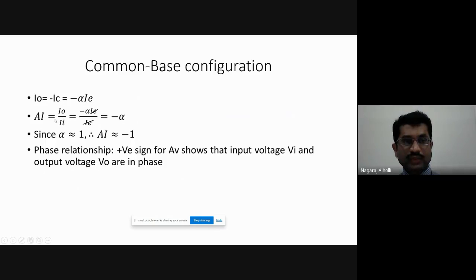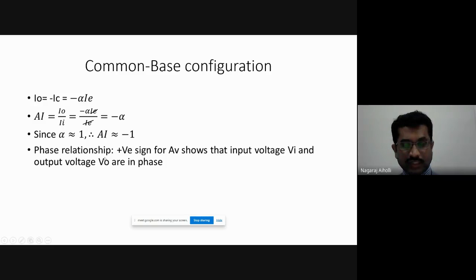What is the current gain equation, students? It is the ratio of output current to input current. Therefore, first find the equation for I naught, then the equation for input current Ii. Substitute in the current gain equation I naught by Ii. That is minus alpha Ie, that is I naught. Then Ii is Ie. Ie and Ie will cancel. That will be minus alpha. As alpha is approximately equal to 1, the current gain Ai will be equal to minus 1. So the equation for Ai is minus 1, or it is minus alpha for the common base configuration.